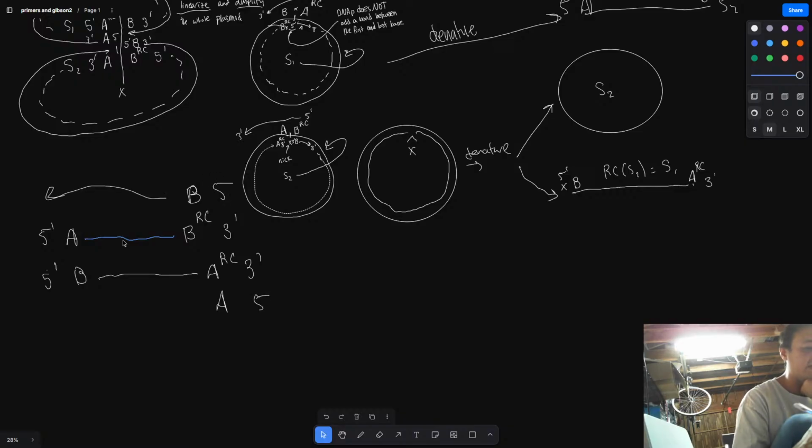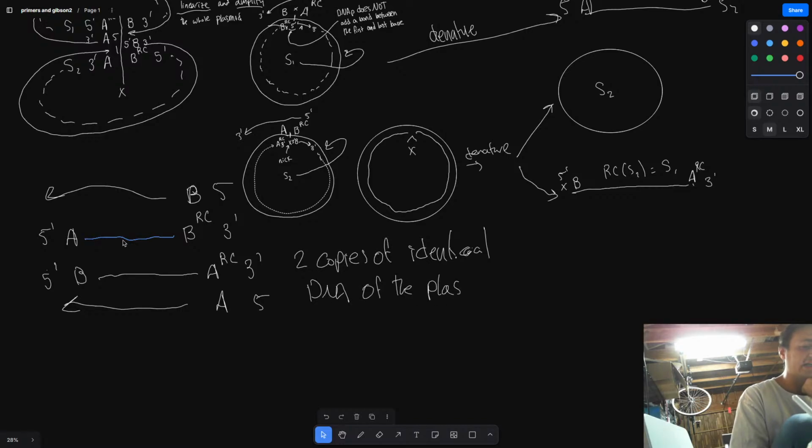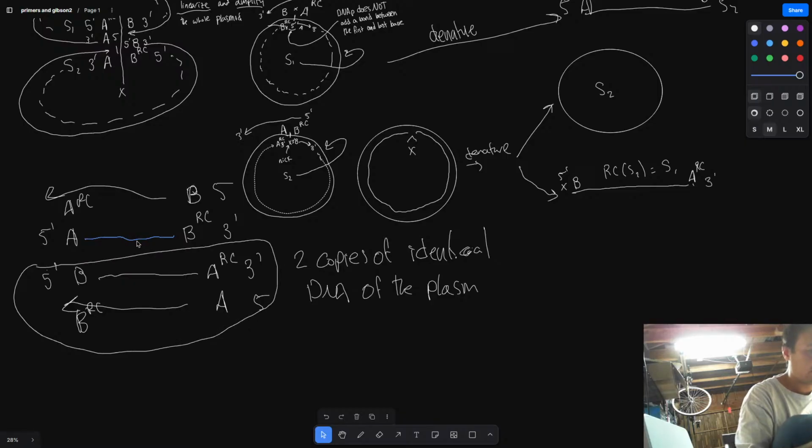So this is going to go this way, and this is going to go this way, and then now we have two copies of identical DNA of the plasmid. And I should just show that, because what happens is this is going to end up being ARC, and then this is going to be BRC. And so now we have a strand. These two are equivalent if you just rotate them 180 degrees.